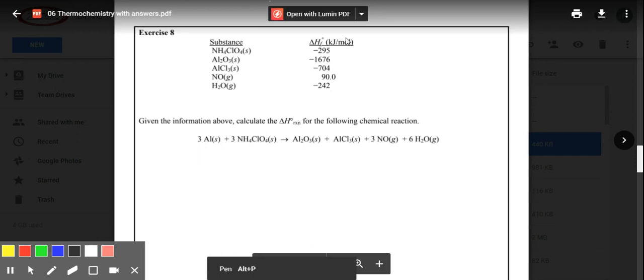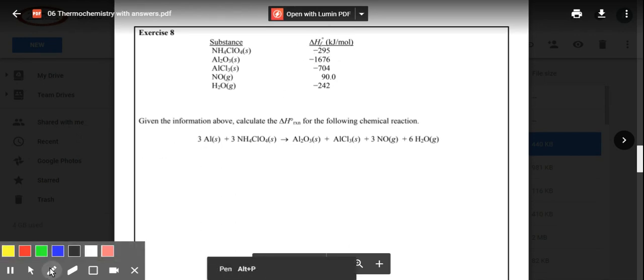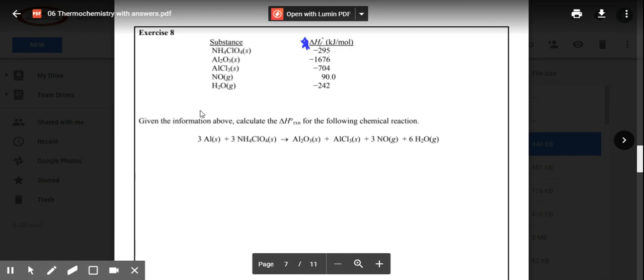So now I'm on page 7, and it says, given the information above, calculate delta H of the reaction. So I look at the information that's given to me, and I see that I have delta H of formations. That tells me I'm going to have to use Hess's Law, which is delta H of the reaction is equal to the sum of delta H of my products minus the summation of delta H of my reactants. Sorry, my summation symbol looks horrible.